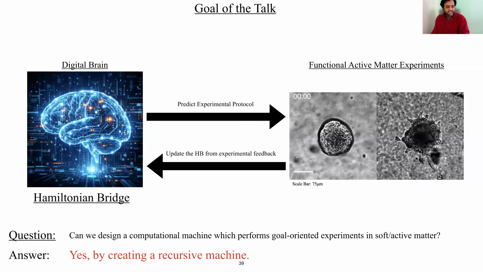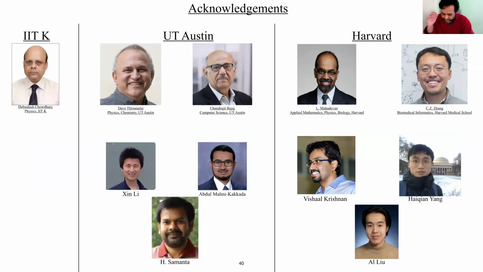Okay, so this is what I had to say today, and then I have to thank some very important people throughout my life. I have to thank my undergrad mentor, Debashish Chaudhary. He was an amazing physicist, and then my advisor, Dave Tirumalai, who I learned a lot from. Everything I know is because of him. And then about controls, I learned from Professor Bajaj. He's a terrific computer scientist at UT Austin.